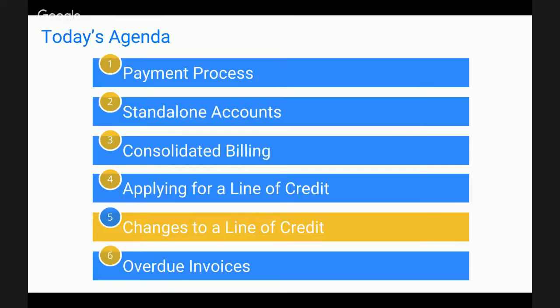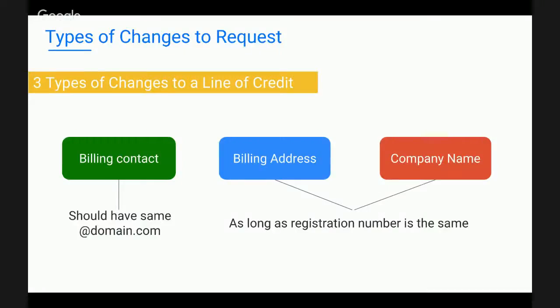So once you have a legal customer with Google, oftentimes you need to make changes to it, whether the initial billing contact has left the company or you guys have moved business addresses. Super easy to do. You will need to reach out to us to do it though. So there's 3 types of changes you can make to a line of credit: billing contact, billing address, and company name. Also, of course, you can get that line of credit actually raised or lowered as needed, which we talked about earlier.